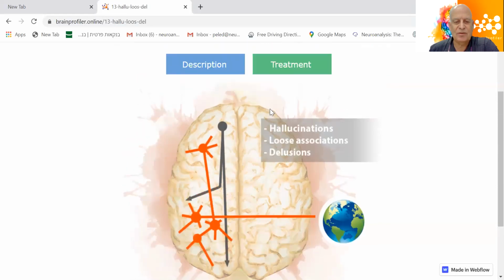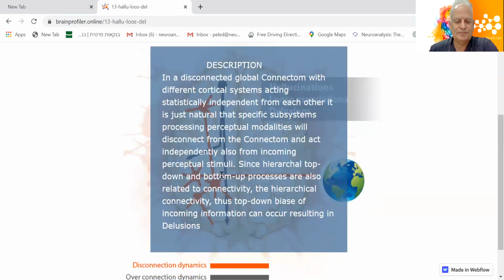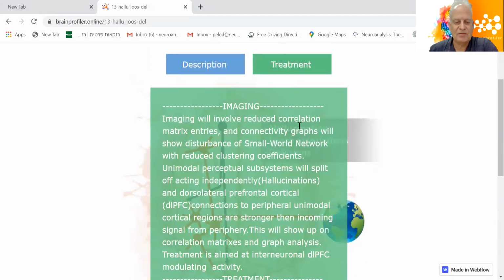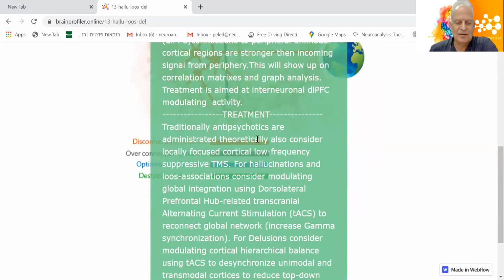And in order to have a text of this, you just press description and you get the description that I just talked about. And if you press the treatment button, you get two things. One, the predicted imaging. This is the information for those who want to predict a testable hypothesis of what this specific patient is suffering from, and you can extract it by signal processing from imaging devices. That would be EEG, fMRI, and treatments.